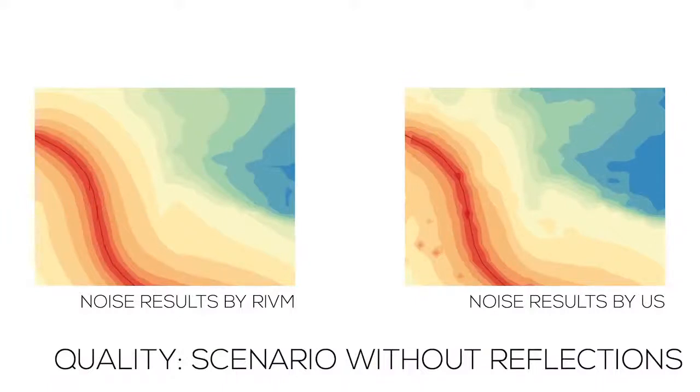Looking at the images, they show that the noise results are very similar. There are three differences that we found between the noise results produced by RIVM and by us. First of all, our noise results showed more local minima and maxima, while the results produced by RIVM are more gradual. Besides, the noise results by RIVM showed lower noise levels further away, while our noise results showed lower noise levels in absorbing areas. Finally, our noise results are more prone to height differences.